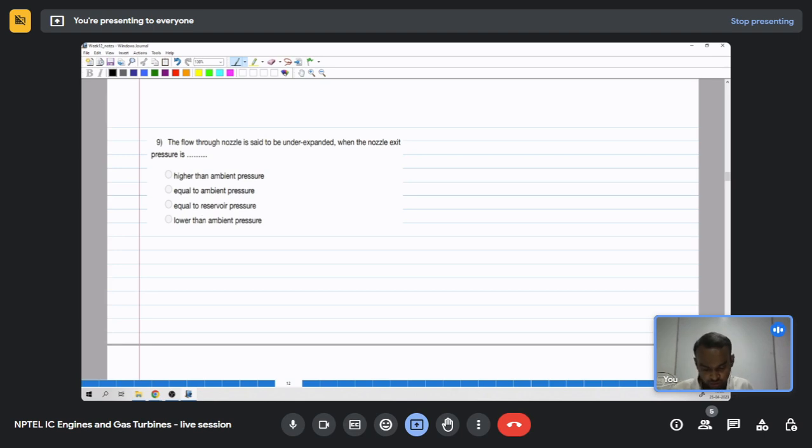The flow through a nozzle is said to be underexpanded when the nozzle exit pressure is higher than atmospheric or ambient, equal to ambient, or lower than ambient. Sir, higher than ambient pressure. Yeah, it is underexpanded when it is higher than ambient pressure.